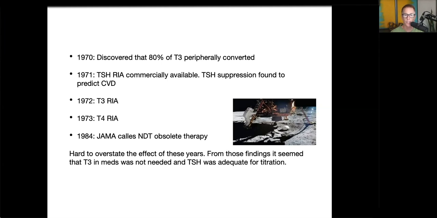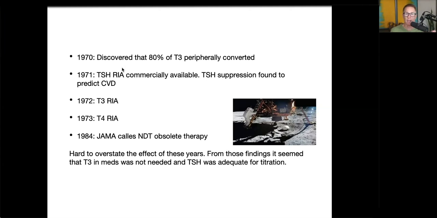And the culmination of this was in 1984, when JAMA basically said that natural desiccated thyroid, because it was from animals and because it had T3, was an obsolete therapy. Back then, many companies were making it, and it was not consistently standardized. They standardized it based upon iodine content, not hormone content. Starting in 85, they standardized it based upon hormone content, and things changed.